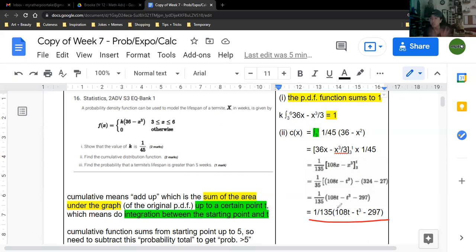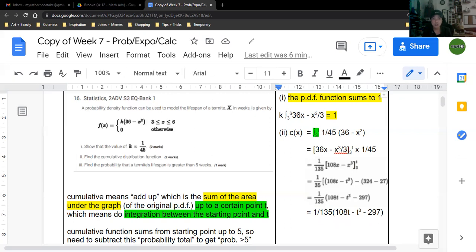Which means for this particular function, you can substitute in any number of weeks that you want this particular termite to live, and it will give you the entire sum of the probabilities up to that week. So if you're substituting 5.5, it will get you all the probabilities from 3 all the way up to 5.5. So it's not just 3 or 4 or 5 because it's continuous. It actually includes 3.3 weeks and 4.1 weeks and all that kind of stuff. All right, so that is the second one.